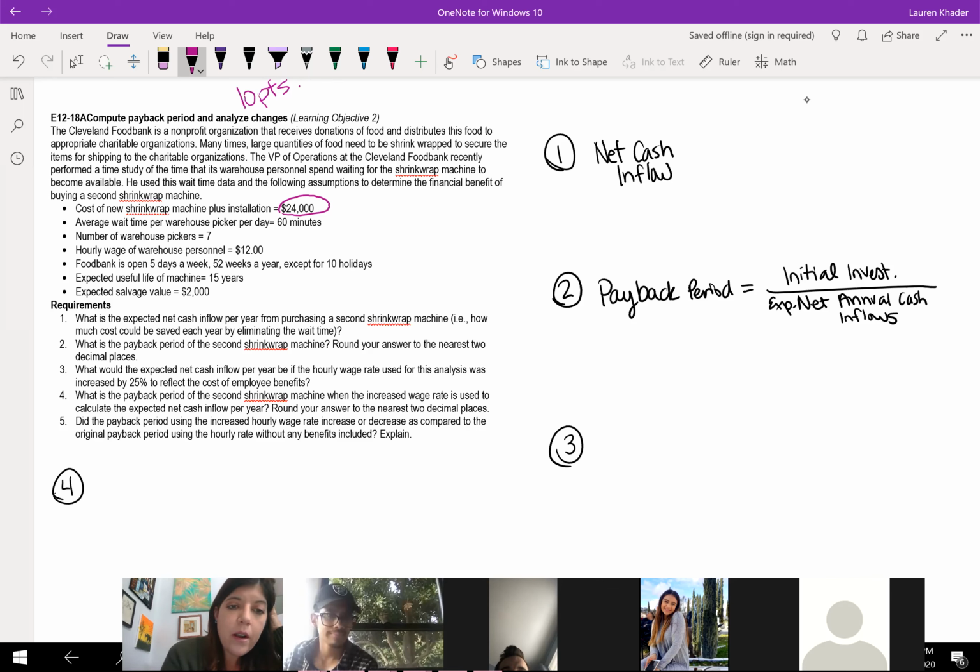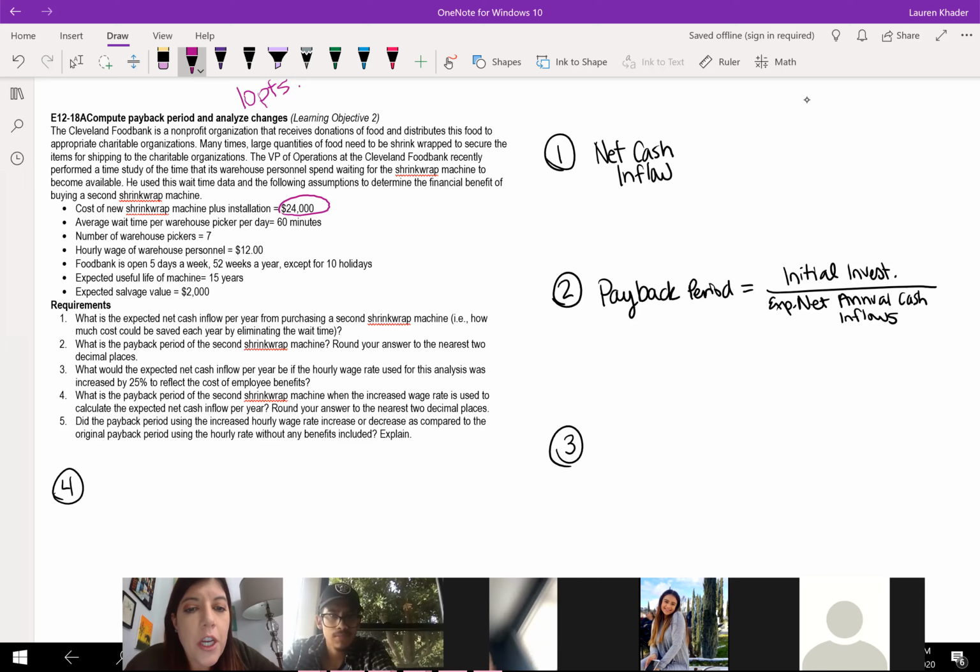Average wait time per warehouse picker, 60 minutes. Number of warehouse pickers is 7. Hourly wage for the warehouse picker is $12. Food bank is open 5 days a week, 52 weeks a year, except for 10 holidays. Expected useful life of the machine is 15 years, and the expected salvage value is $2,000. What is the expected net cash inflow per year from purchasing a second shrink wrap machine? I.e., how much cost would be saved each year by eliminating the wait time?